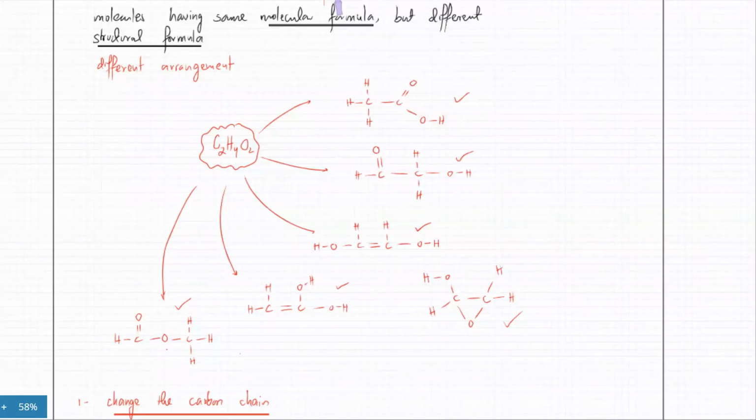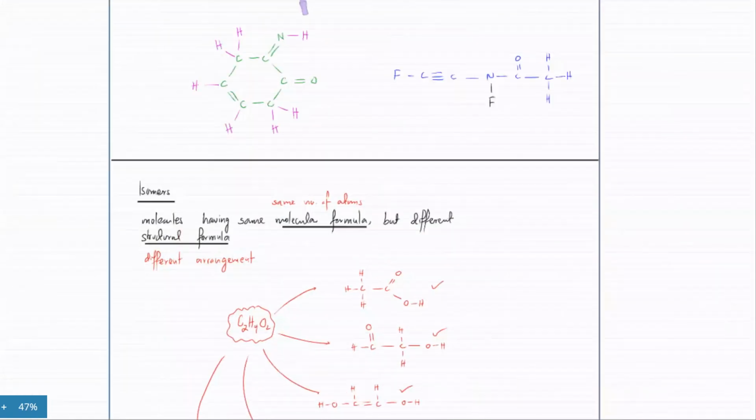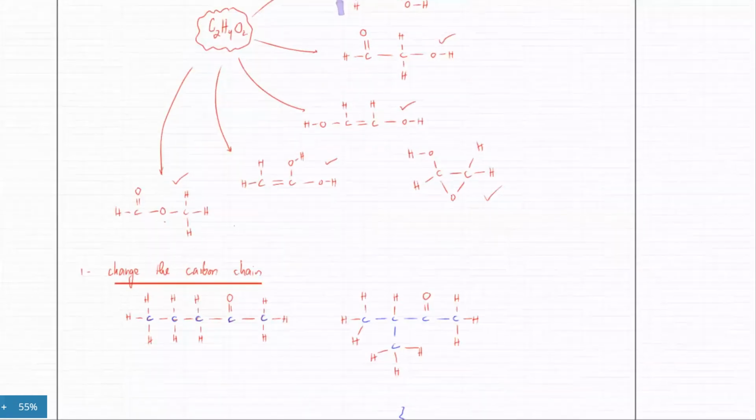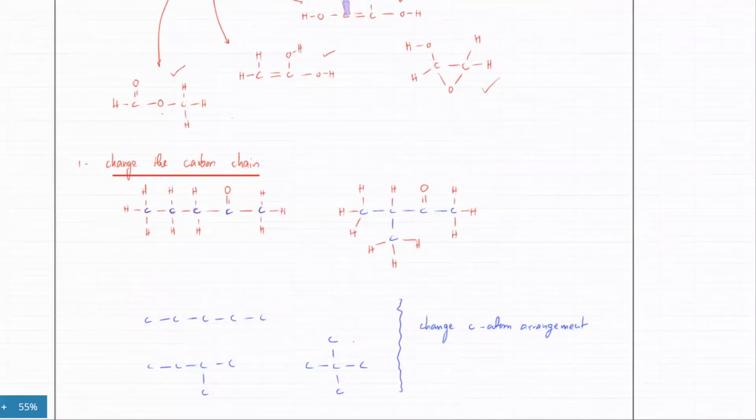So we had started with correct structural formulas. We did that, and we did isomers, how to make isomers, and we discussed all of that.